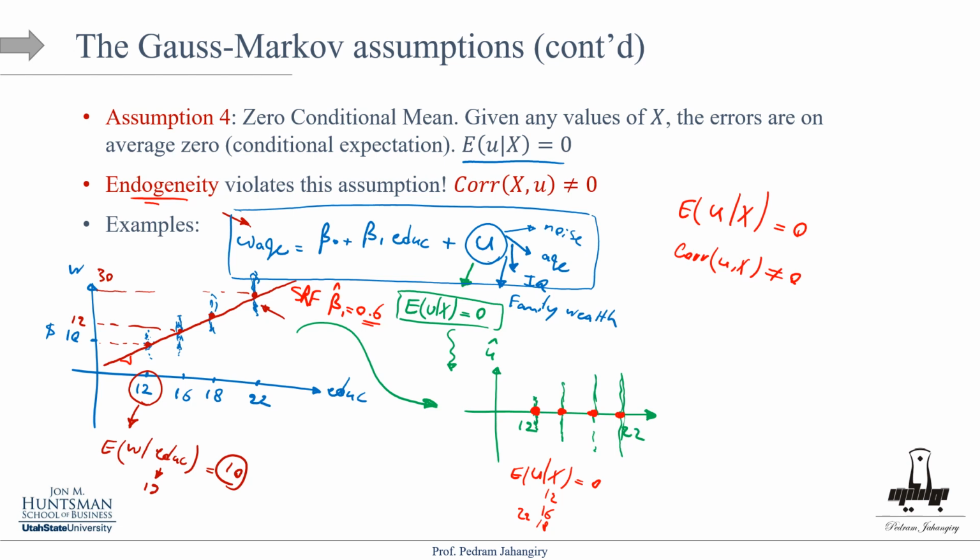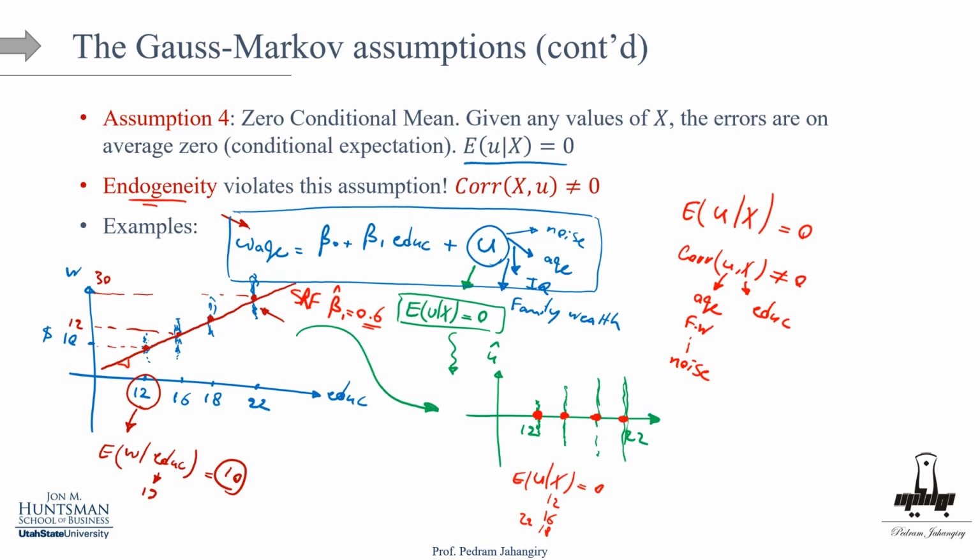But look at that. In this term, we had age, we had family wealth, we had gender, I don't know. And of course, part of it was noise. But do you buy this argument that the correlation between age and education is 0? No. If the correlation is not 0, then this setup is suffering from endogeneity. It means that whatever you put in that error term is correlated with X, and it's going to make the coefficient beta hat 1 that you estimated biased.